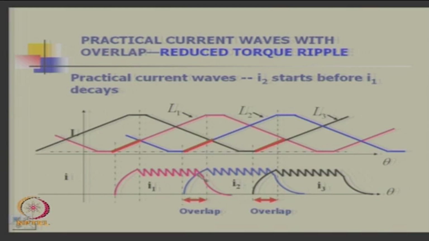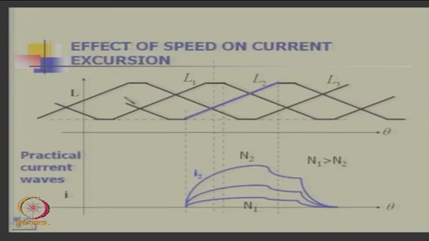So, this will go like this. This will be the current I1 and this will be the current I2 and this will be the current I3, and you will clearly see there is an overlap here between the two currents. So, in practical current waves I2 starts before I1 decays. And of course, the speed of the motor also will have an impact on the current response, because it will create a back EMF, is it not.